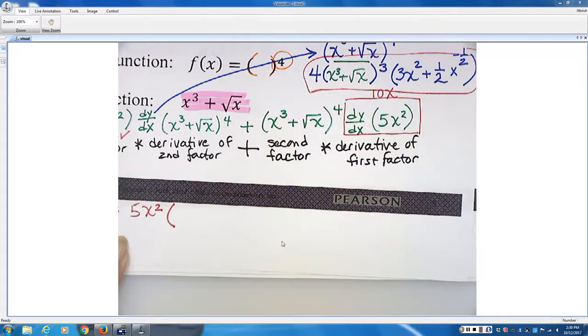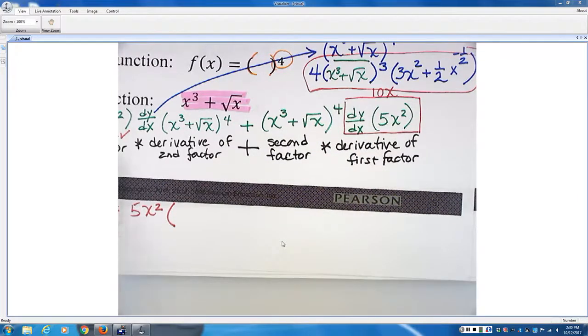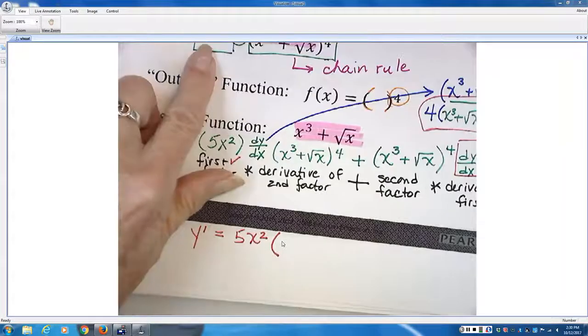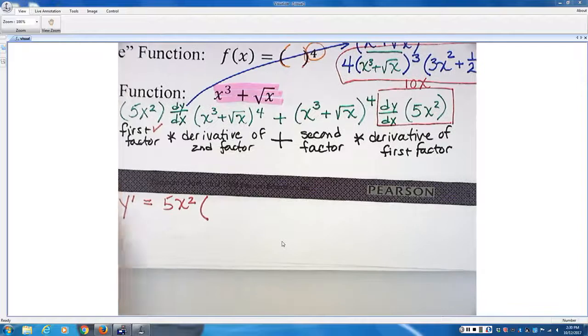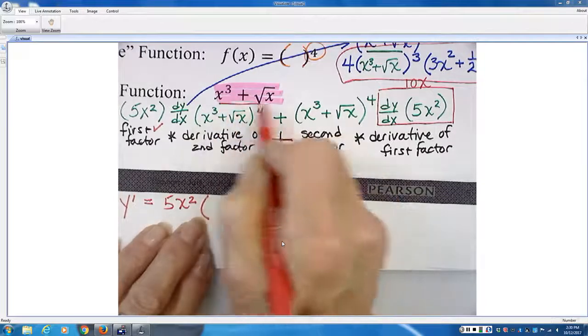Would it be 10x? You said it was the same as-- No, that first factor is 5x squared. Okay, we're just taking, it's not the derivative of it, okay? It's the first factor of it. Times the derivative of this.